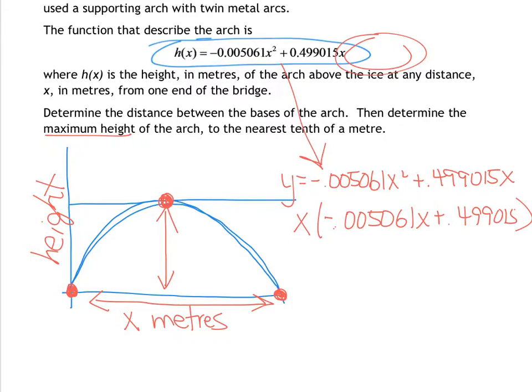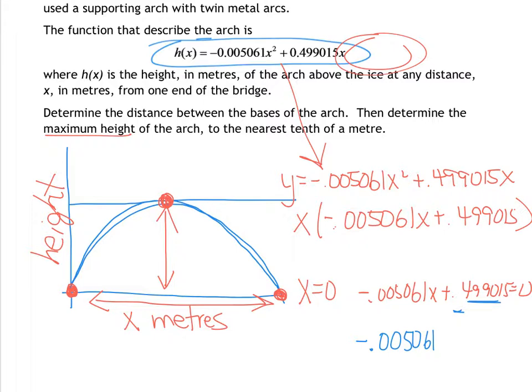Remember, after we partially factor, we set each factor equal to 0. So the first factor is x. That's easy. And the other one, negative 0.005061x plus 0.499015 equals 0. I'm trying to isolate x in this case, so I'm going to subtract this number from both sides, which means I'm going to end up with negative 0.005061x equals negative 0.499015.